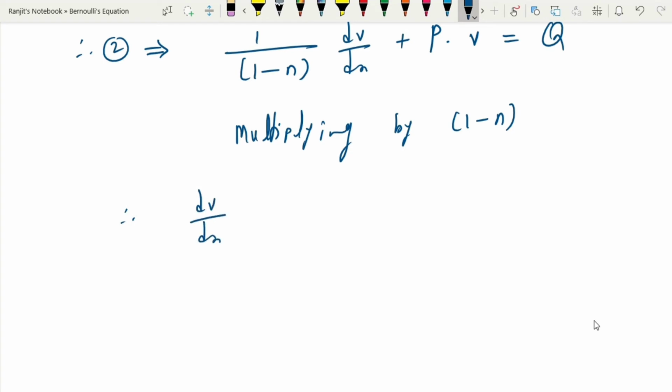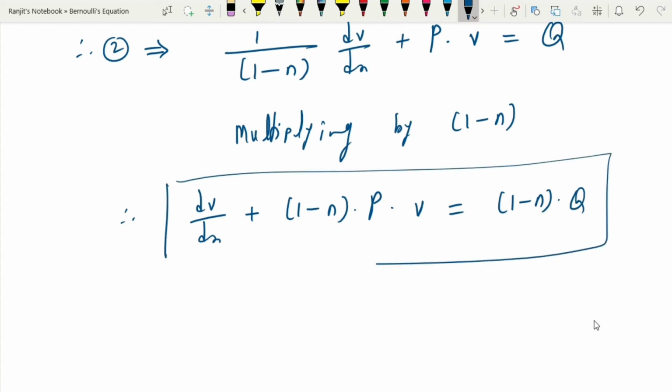dv by dx plus 1 minus n times p times v is equal to 1 minus n times q. Now we denote this equation by 3. This is a linear differential equation, linear in v, and can be solved easily.